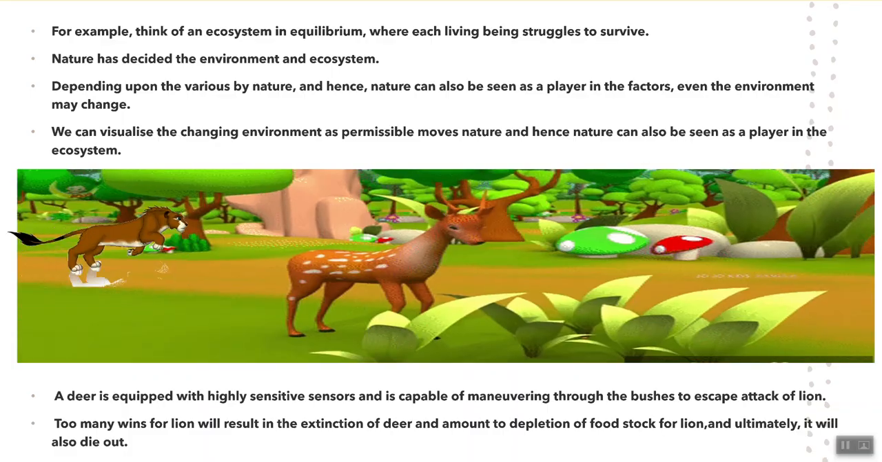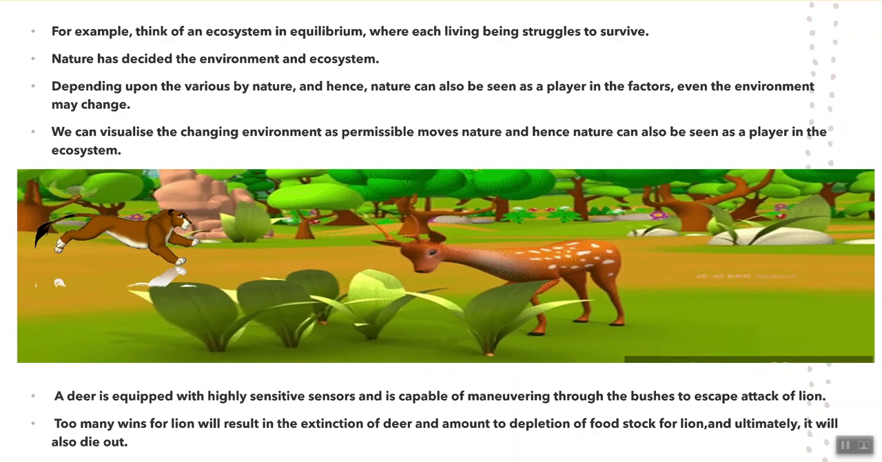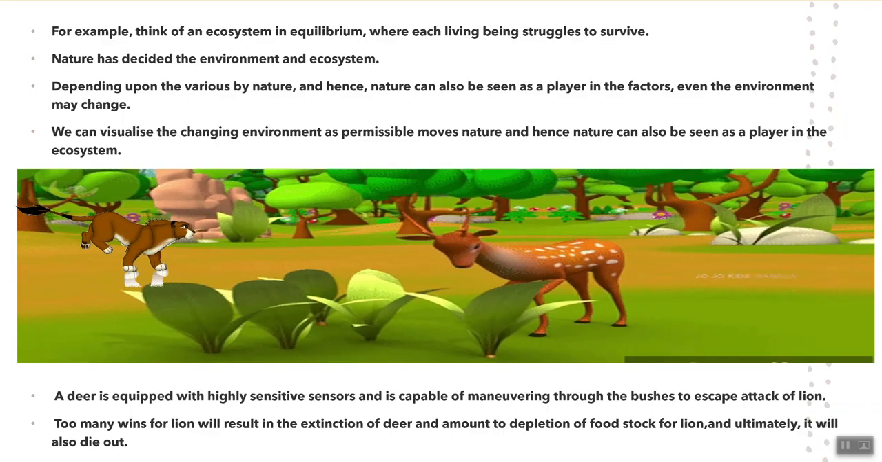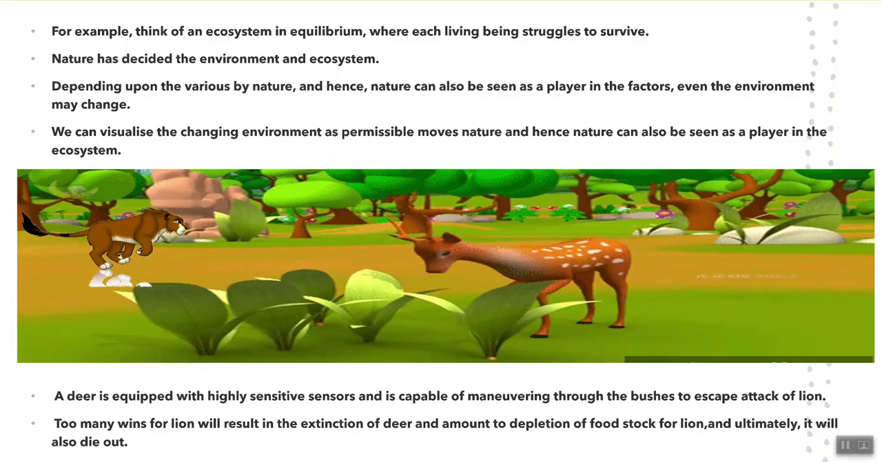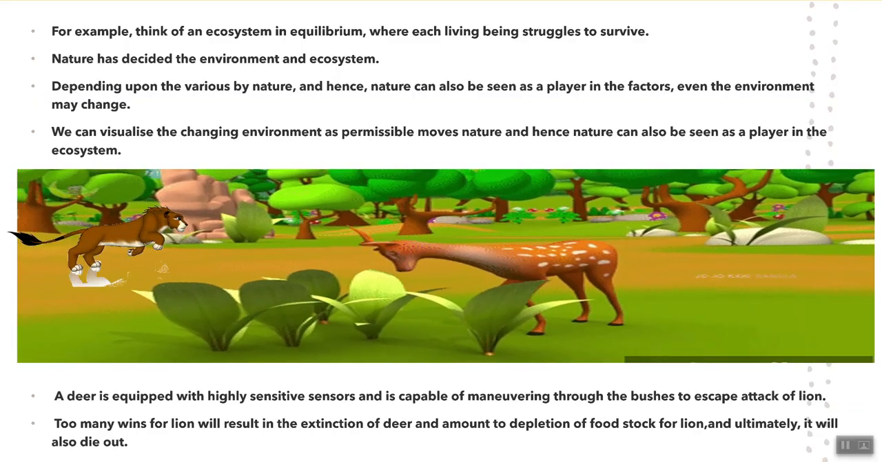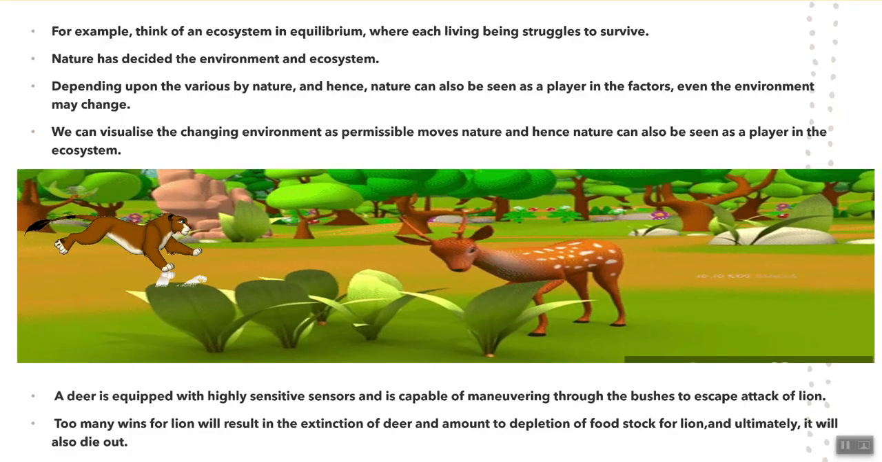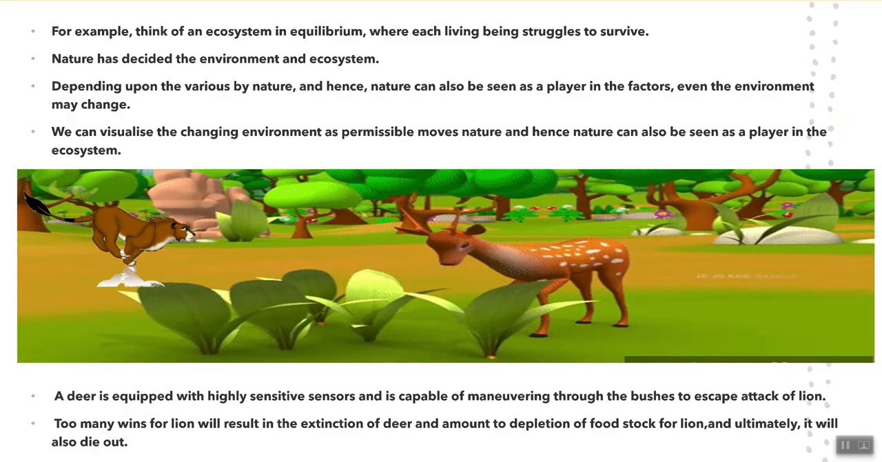Too many wins for the lion will result in the extinction of deer and amount to depletion of food stock for the lion, and ultimately it will also die out. And I think this particular example can be connected with a present scenario like agriculture, or to be more specific, it is about the farmer's field.